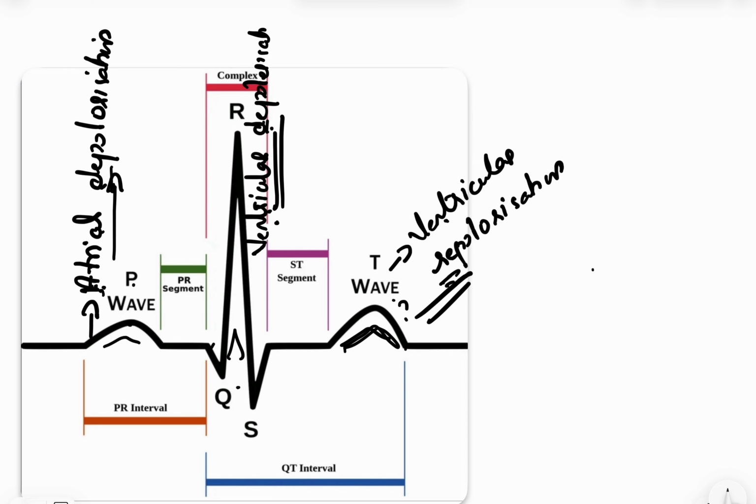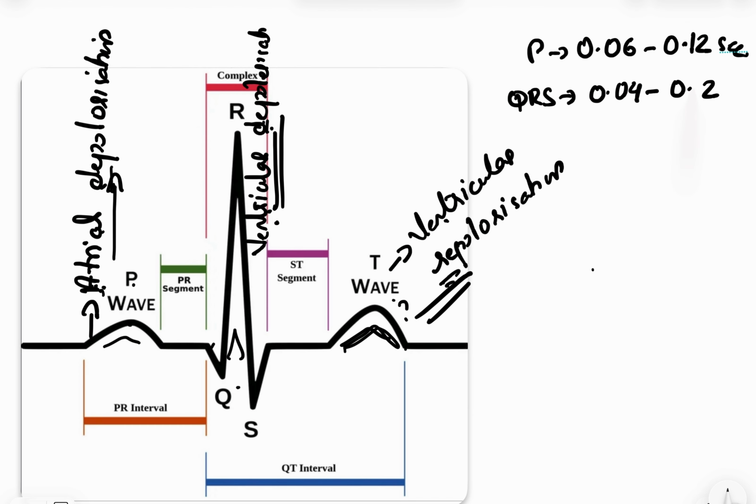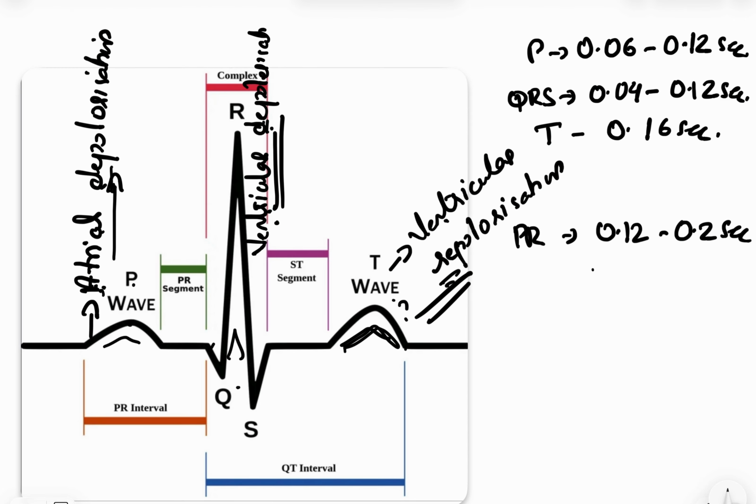And the time taken for each wave: the P wave takes 0.06 to 0.12 second. QRS is the most noticeable part of the ECG, but it only takes 0.04 to 0.12 second. Then the T wave, or ventricular repolarization, takes 0.16 second. The PR interval takes 0.12 to 0.2 seconds, and the QT takes most of the time in an ECG, 0.31 to 0.38 seconds.